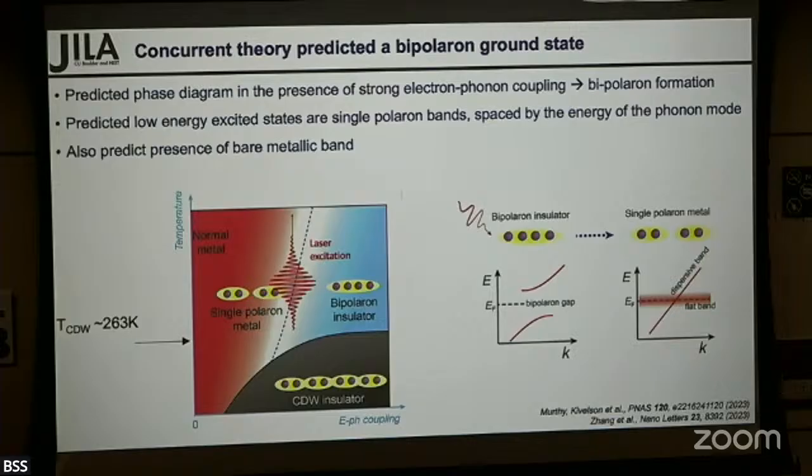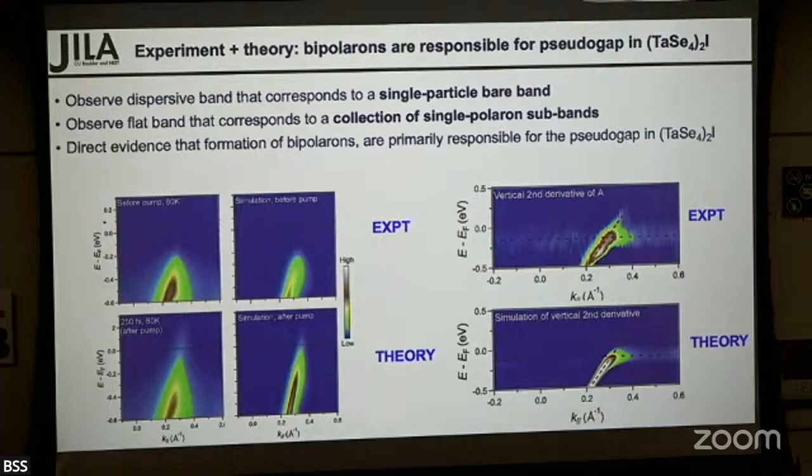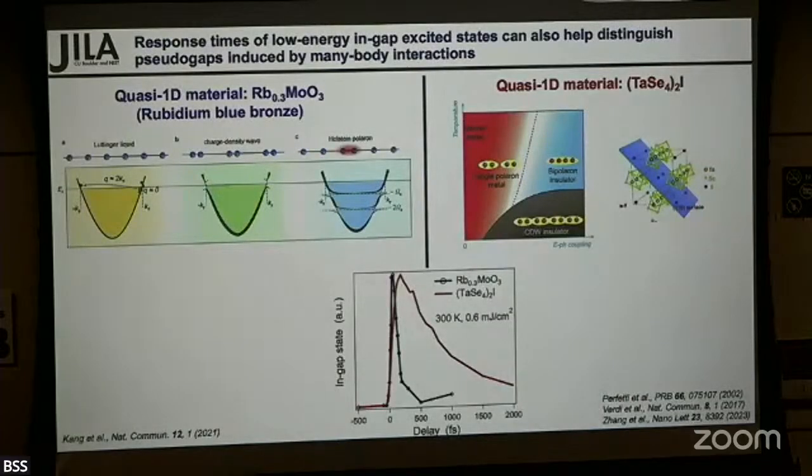And we were very lucky that when we compared what we were seeing in experiment here, taking the second derivative so we could see very small changes, we had really good agreement. We could see the free electron bands and the single polaron bands, and see that very nicely in comparison with theory. So that allowed us to assign TSI to be a bipolaron insulator.